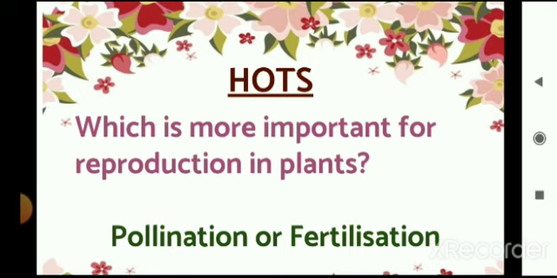After fertilization, the ovary changes into fruit and the ovules change into seeds. Firstly, the ovary changes into fruit, and the ovules change into seeds. This process is carried out after fertilization, right? Is fertilization clear to everybody?